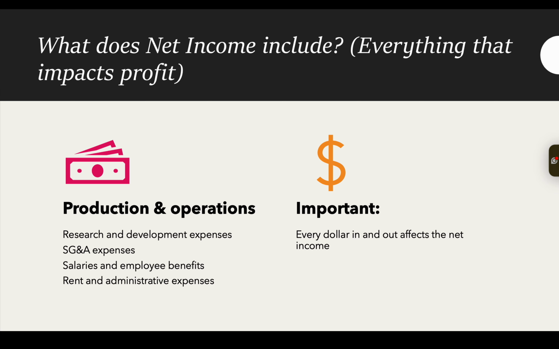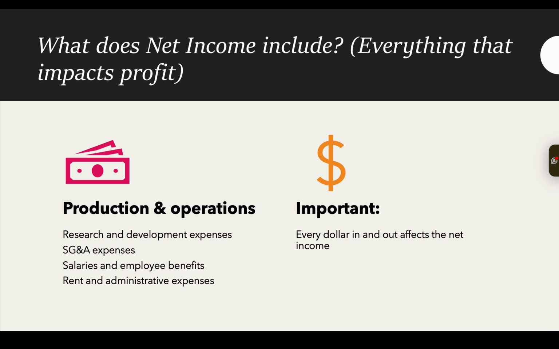So, what does the net income include? Net income includes all of a company's day to day operating costs, the regular expenses needed to run the business. This includes the cost of producing goods or delivering services, employee salaries and benefits, marketing and advertising, R&D, and general administrative expenses like rent, utilities, and software.